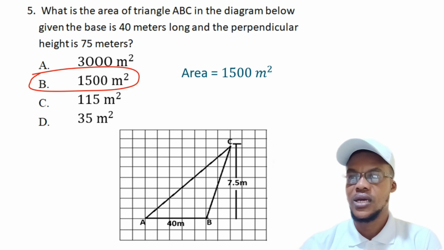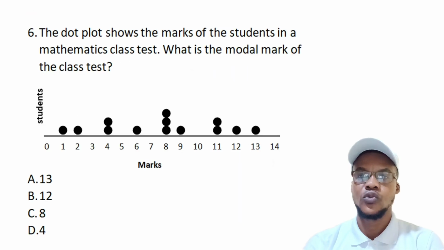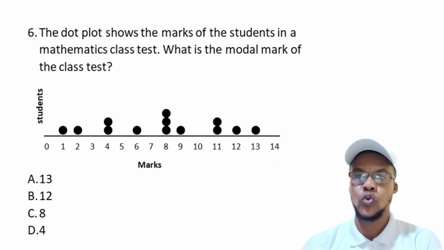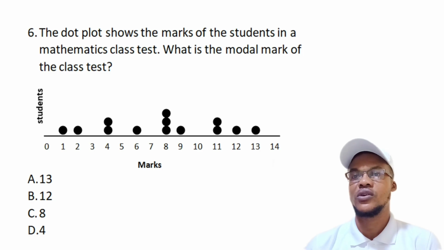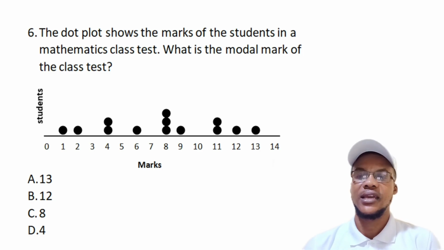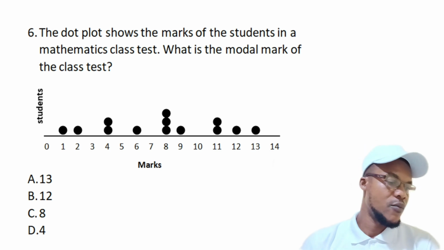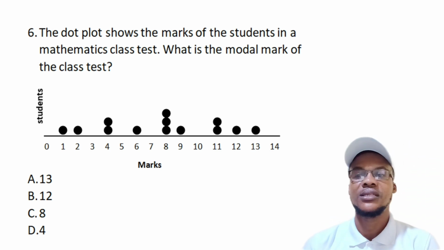Now let's quickly look at question 6. For question 6, this is what we have. The dot plot shows the marks of the students in a mathematics class test. What is the modal mark of the class test? So we are also talking about the mode. Previously we solved one of the questions where we were talking about the average, where I said the average is the same as the mean, and how we find the mean is how we find the average. Whenever you have such an example, it's very easy.